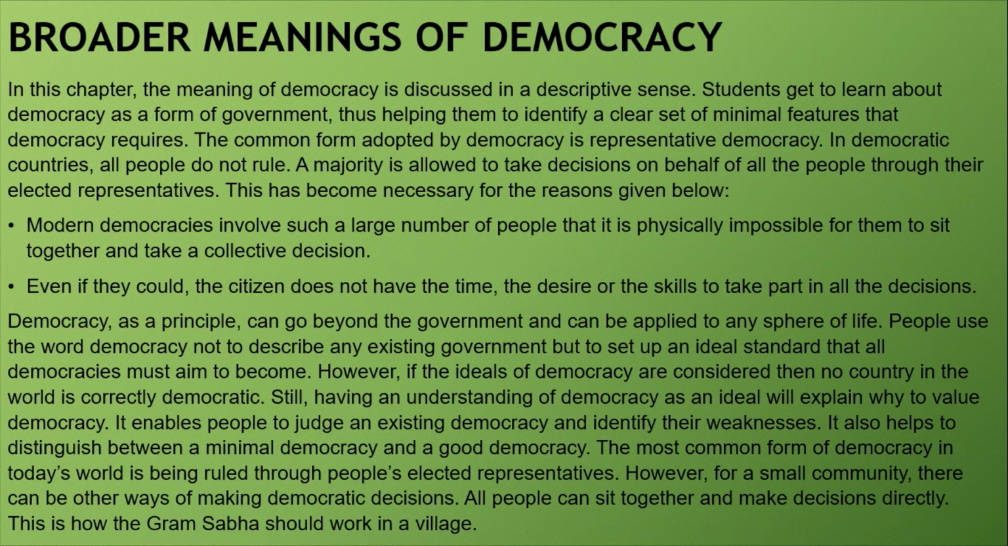will explain why to value democracy. It enables people to judge an existing democracy and identify its weaknesses. It also helps to distinguish between minimal democracy and a good democracy. The most common form of democracy in today's world is being ruled through people's elected representatives. However, for a small community, there can be other ways of making democratic decisions. All people can sit together and make decisions directly. This is how the Gram Sabha should work in a village.